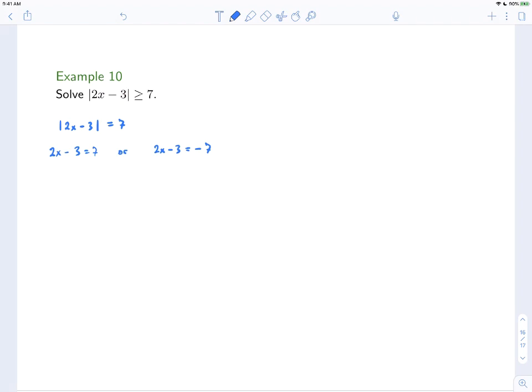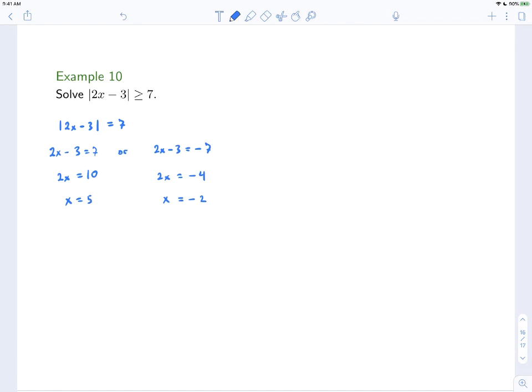So this gives us two equations we have to solve individually. In both cases, we add 3 to both sides, and we have 2x is equal to 10. Divide by 2, you get x is equal to 5. That's on the left. For the one on the right, again, we add 3. So then you'll have 2x equals negative 7 plus 3 is negative 4. And then divide by 2, and you get that x is equal to negative 2. So those are the endpoints of our interval.